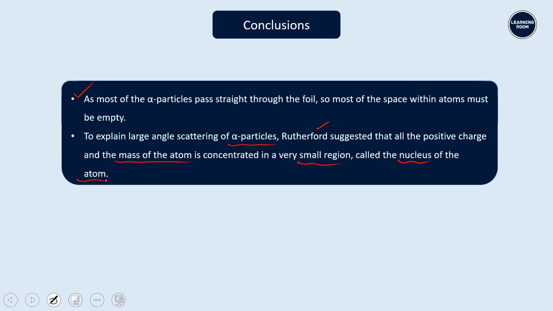But here also there is a twist. So according to Rutherford, nucleus consists of only positive charges. But today we know that nucleus consists of positive charges and neutrons. That is protons and neutrons. But at that point, when this proposal was made, nucleus had only positive charge.